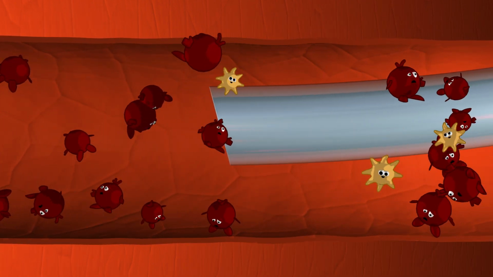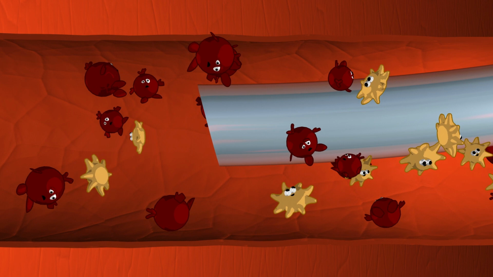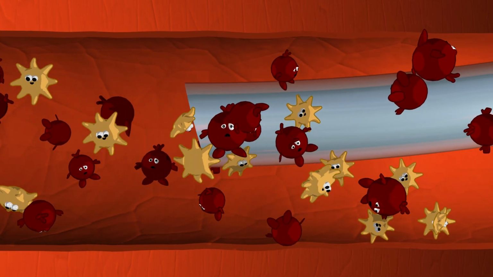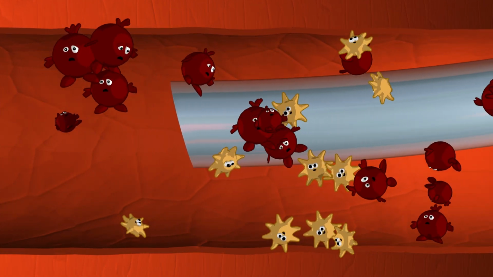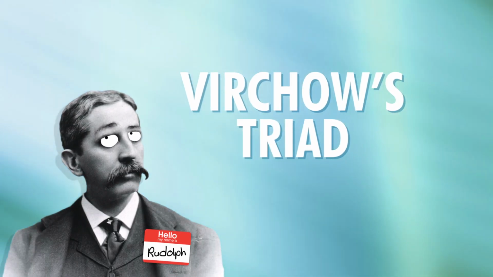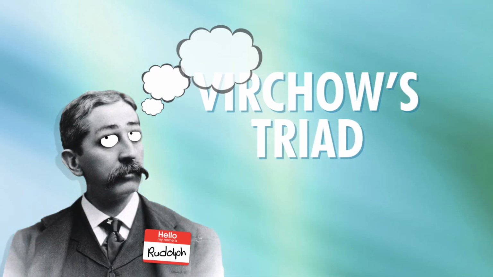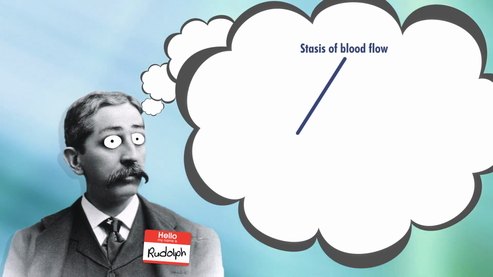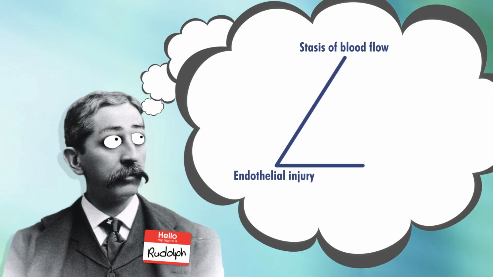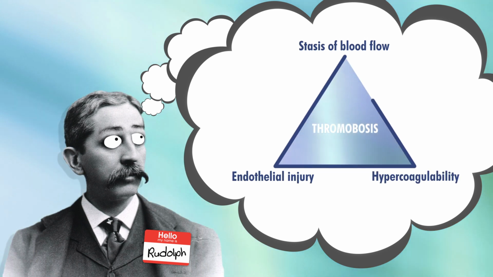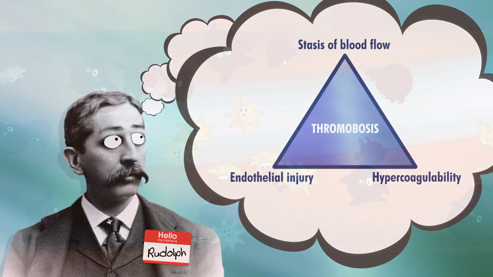Here, due to the presence of the catheter, blood flow is slightly slower than normal. Over time, platelets will transform during the process theorised in Virchow's triad. The components of this triad are stasis of blood flow, endothelial or vessel wall injury, and hypercoagulability.